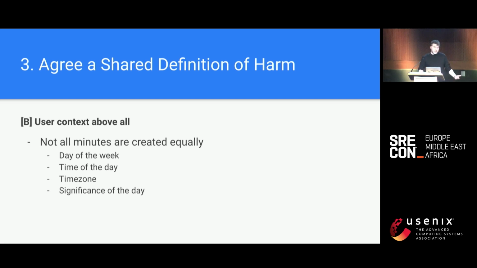User context is also something that's super important when you're defining harm. Candidly, not all minutes are equal. Percentage availability is for tourists. The day of the week matters, the time of the day matters, time zone matters. The significance of the day, if you've got any sort of commercial enterprise in your wider org, matters.